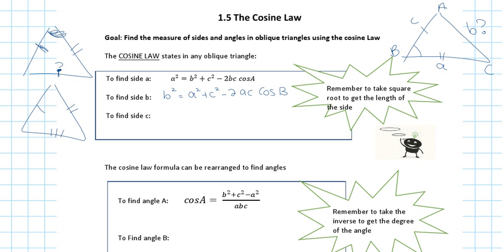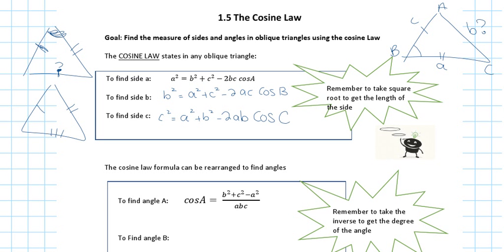What if I'm looking for side C? What should I know? C squared equals A squared plus B squared minus 2AB cosine C. Now remember, these three formulas will be given to you on the formula sheet, but if the triangle is LMN or XYZ, you need to be able to change your letters.